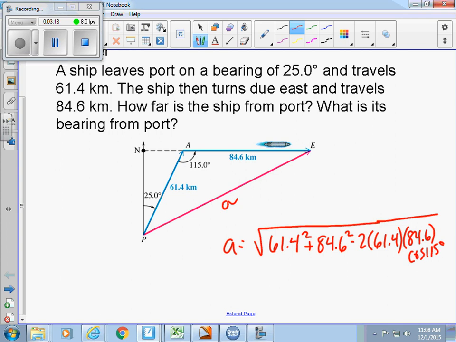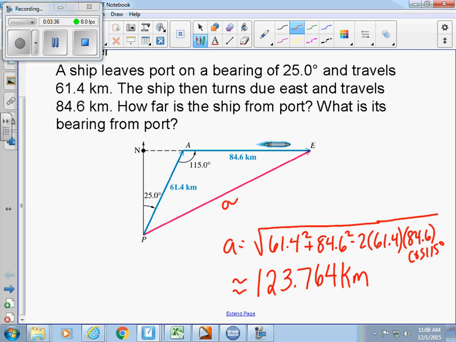Did we get it? Any questions about how far from port?